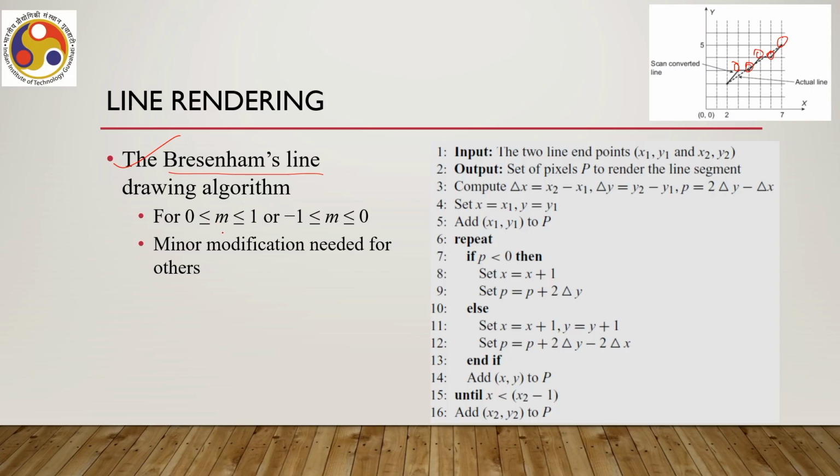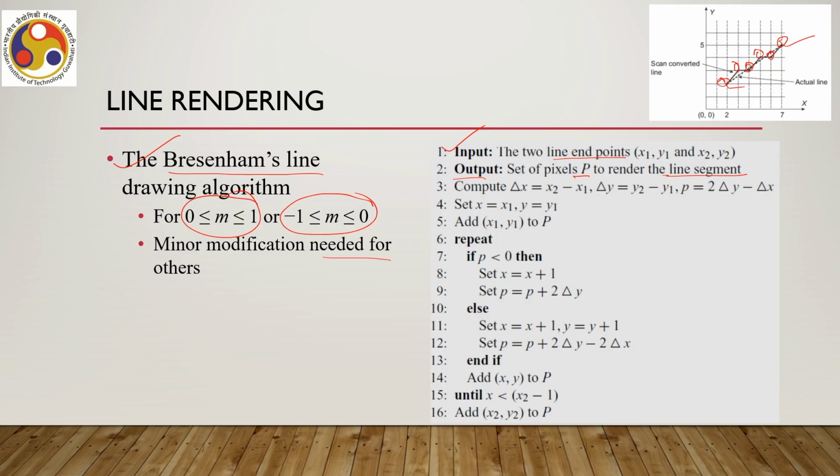So, let us go through the algorithm for slopes which lie between 0 to 1 or between -1 to 0, so effectively between -1 to +1. Minor modification may be needed for any other slope. Here the input is the two line endpoints, and the output is the set of pixels P to render the line segment, that is, the set of pixels that approximate the line.